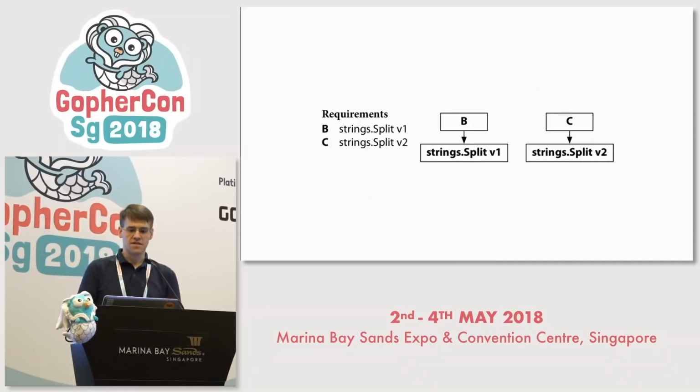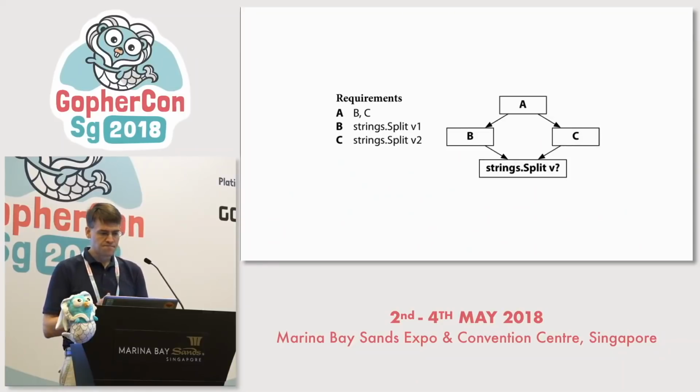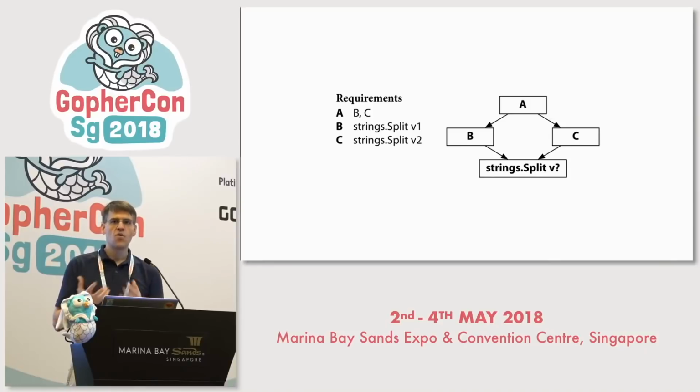It gets worse. Suppose B is written to expect strings.Split v1, and C is written to expect strings.Split v2. That's fine if you build each one by itself. But what happens when your package A imports both B and C? If strings.Split has to have one meaning, there's no way to build a working program. For the Go design, we realized that the principle of compatibility is absolutely essential to simplifying software engineering, and we must preserve it.